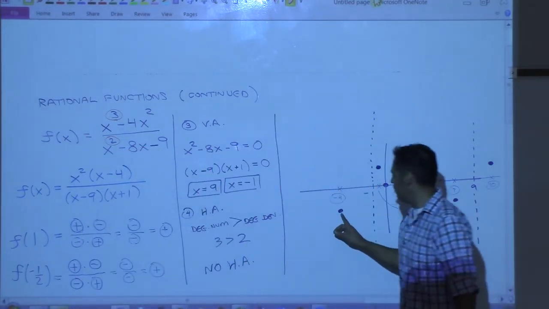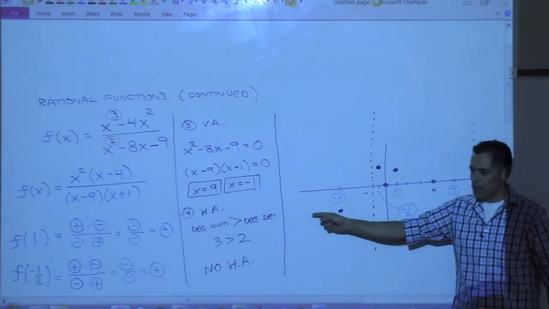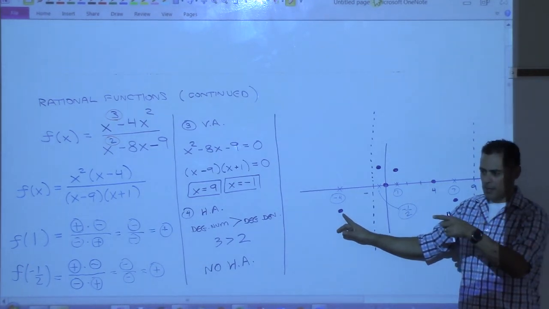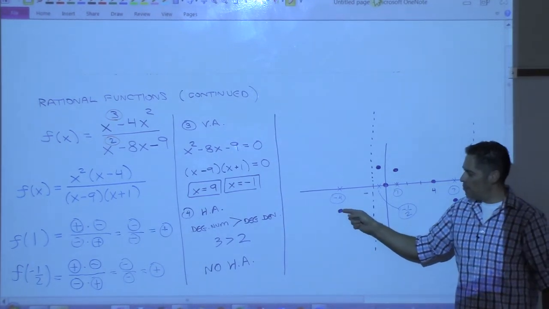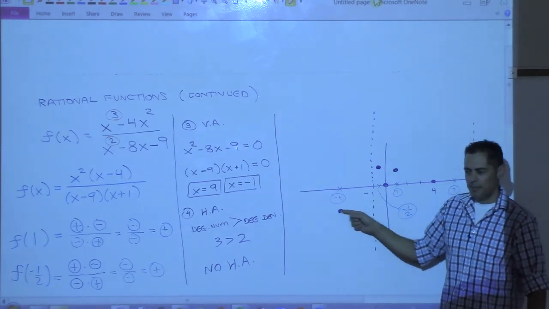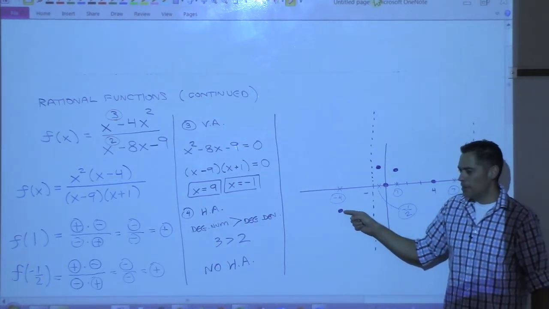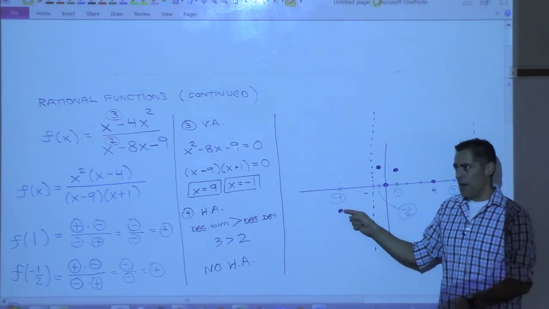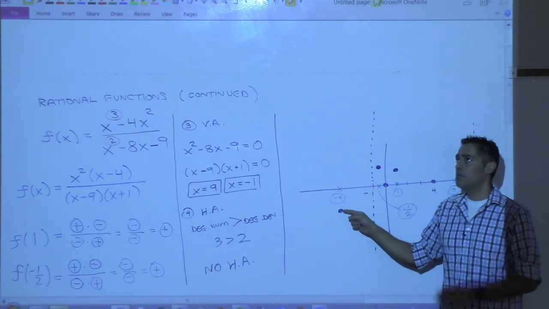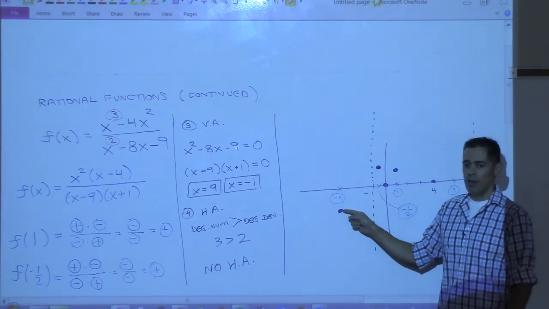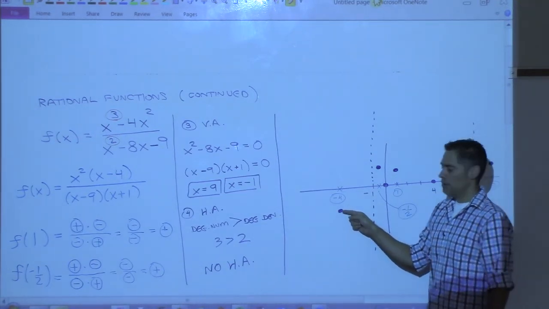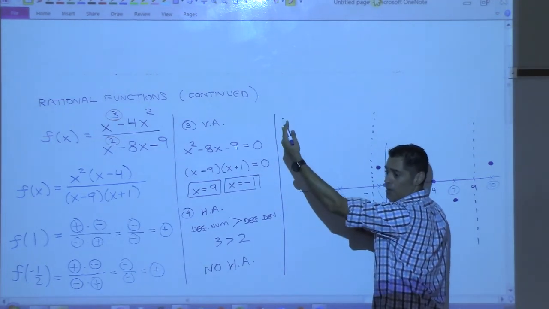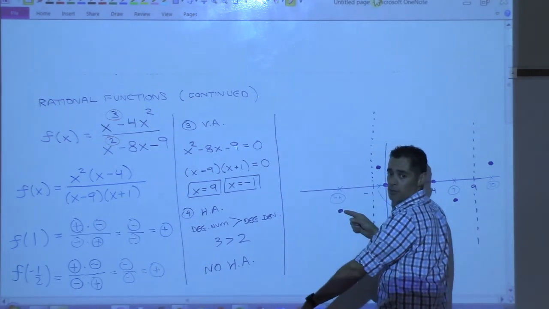I'm going to start at the leftmost point and go out to the left. Any ideas on what happens if I go out to the left? So do we have a horizontal asymptote? Nothing's pulling us, right? So what did I say? If nothing's going to pull the function towards it, then it has to do what? It's either going to go like a polynomial, either up or down.